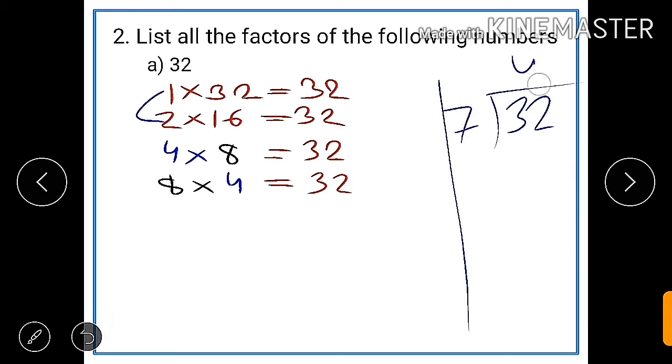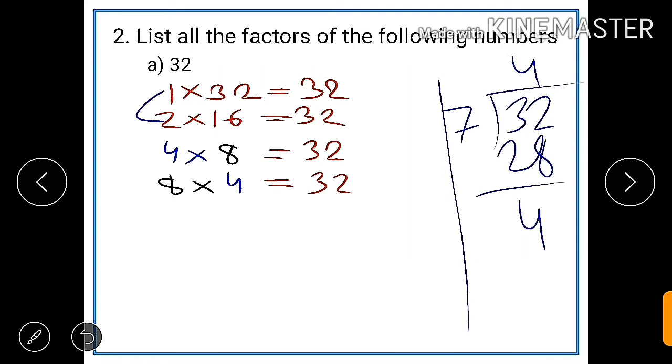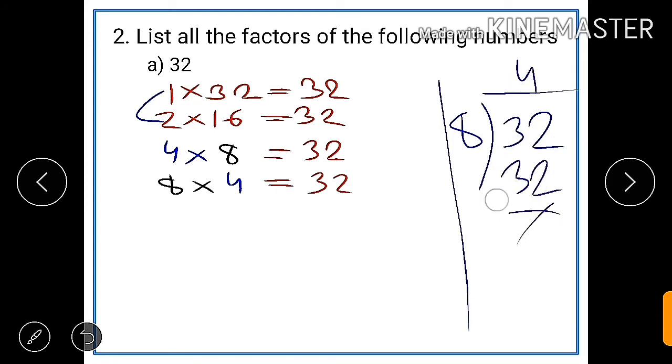We know 7 4s are 28. As a result, we will get a remainder 4, which is not equal to 0. Therefore, 32 is not exactly divisible by 7. So, we will cancel this one. Next we will check 8. After 7, we have 8. So, 32 divided by 8 is 8 4s are 32, which is exactly divisible. So, we will write 8 into 4 equals 32.